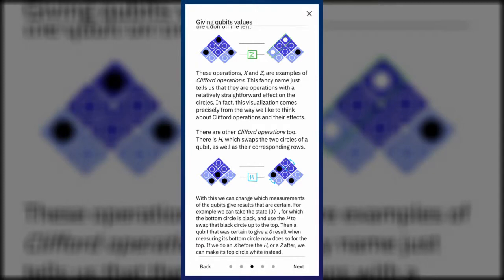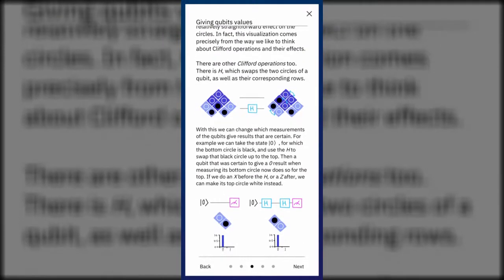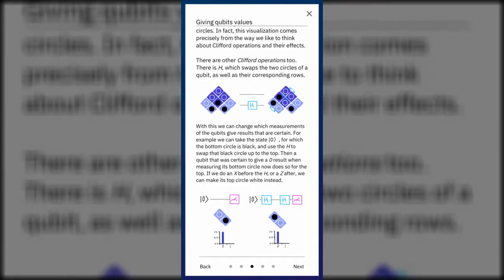And then the Hadamard gate, and that flips the entire row.